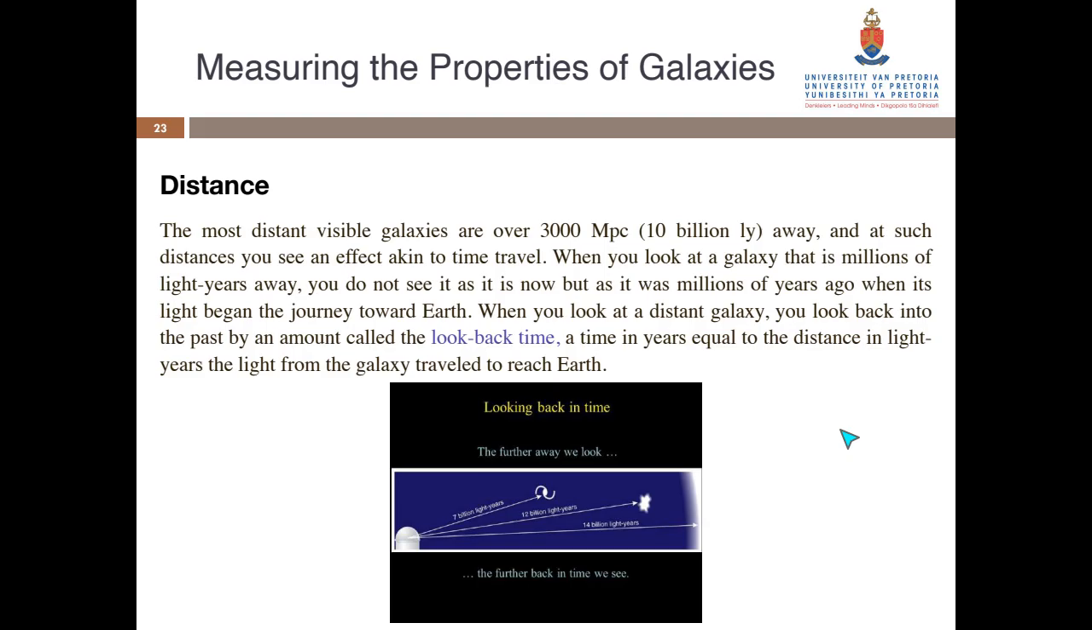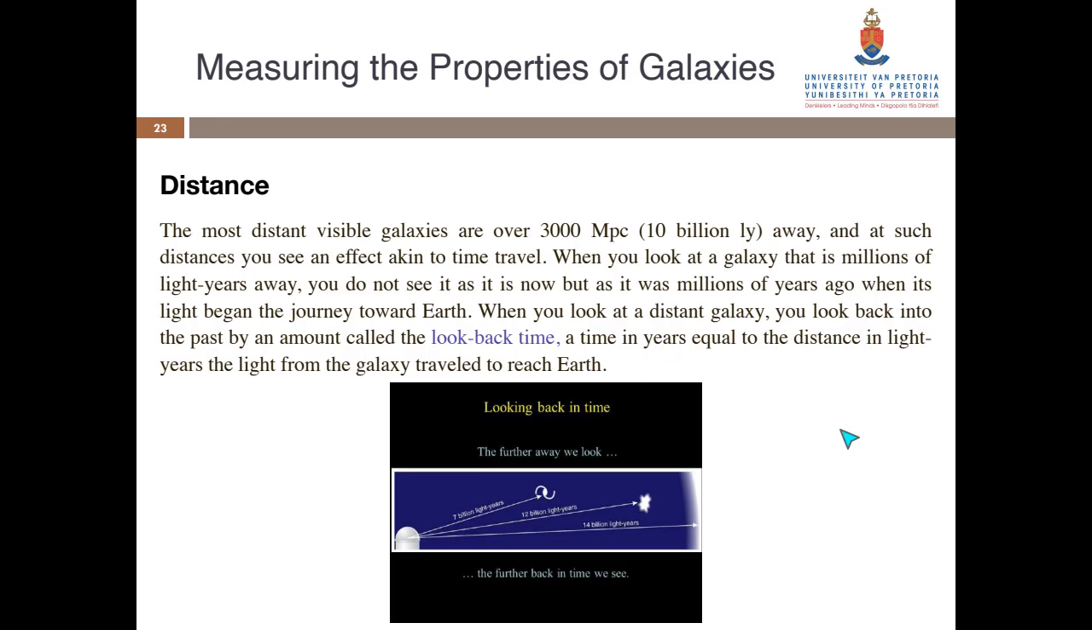At such distances, you see an effect akin to time travel. When you look at a galaxy that is millions of light years away, you do not see it as it is now, but as it was millions of years ago, when the light began its journey towards Earth. So when you look at a distant galaxy, you look back into the past by an amount called the look back time. The time in years equals the distance in light years that the light from a galaxy traveled to Earth.